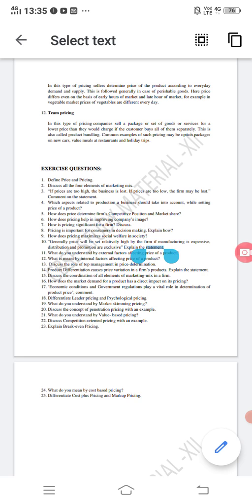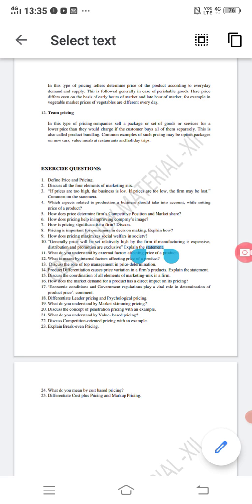Last but not least, the method of pricing is team pricing. As we know, in a team there are minimum 2 members. So here we'll talk about 2 products, not a single product. As we know, if we buy a product separately, its price will be high, and if we buy a pack of products like Tetra Pak or a big bottle of something, then it will be priced less. So team pricing is also called product bundling. It means you are getting the bundle or pack of something and you will pay less.